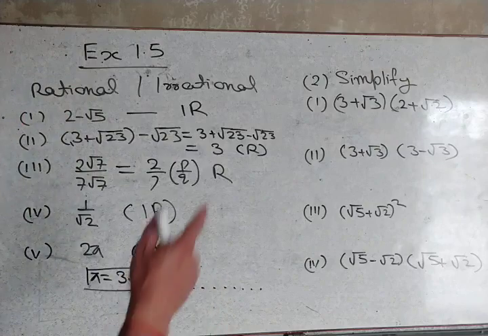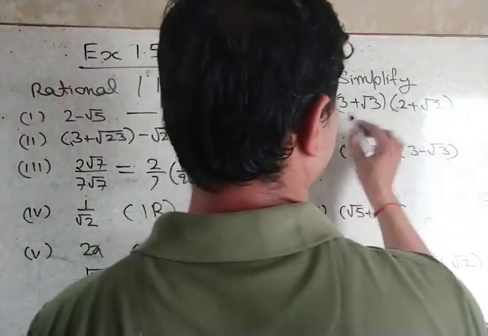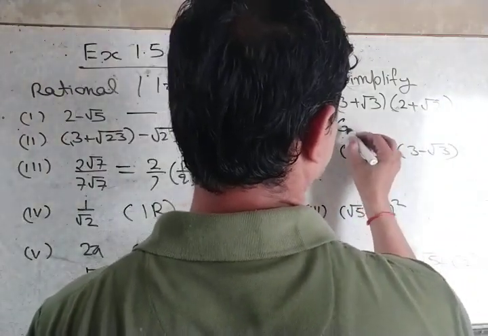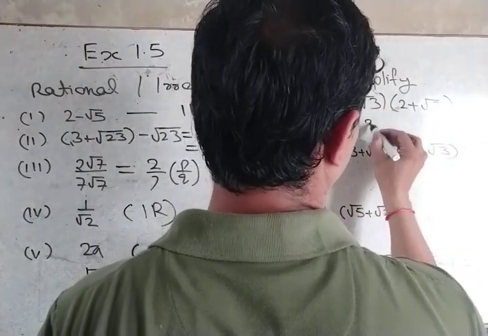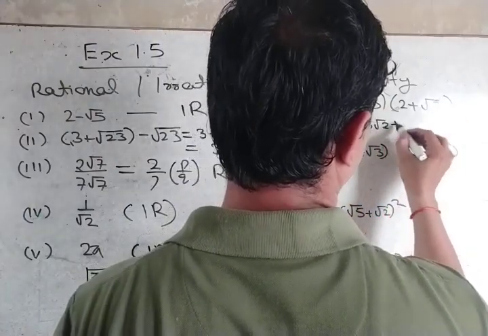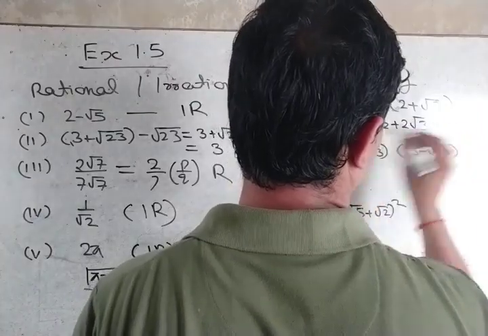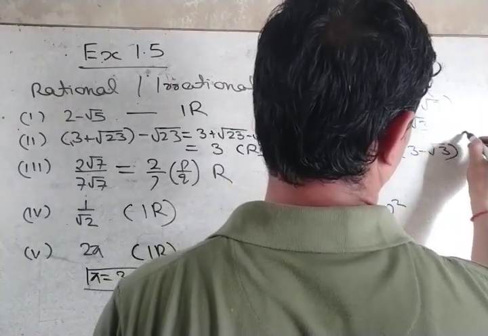And the next question is this. Again, I will do it in fast mode. 3 is multiplied by 2, that is 6. Then 3 is multiplied by root 2, 3 root 2. Root 3 is multiplied by root 2, and this is root 6.